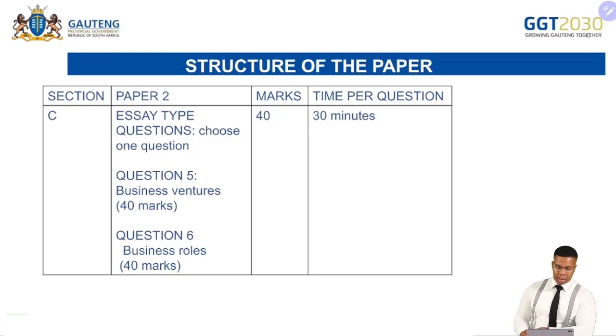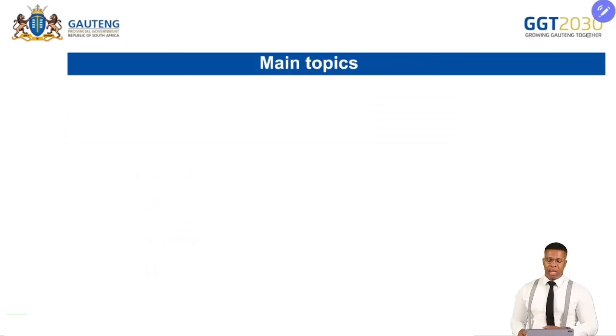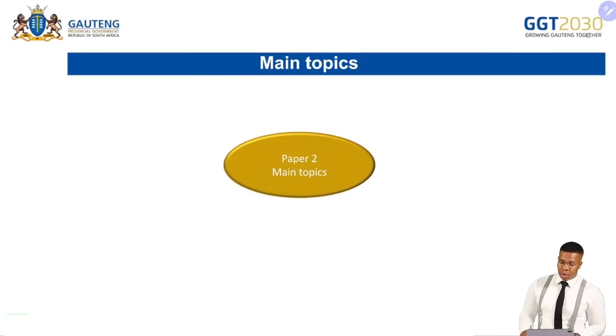And then section C now, this is an essay type question. You choose only one question there. That is the instruction. And then question five will be an essay question from the business venture. And then question six would be the essay question from the business role. And the mark allocation there is 40, because you choose only one and you should spend 30 minutes on that section. Now, let's start and look into our main topics now.